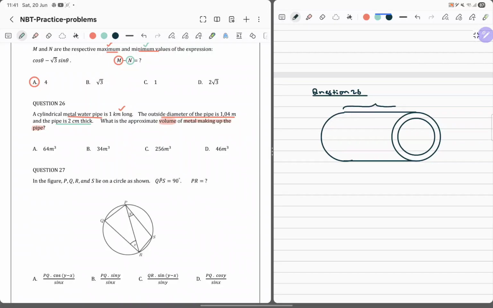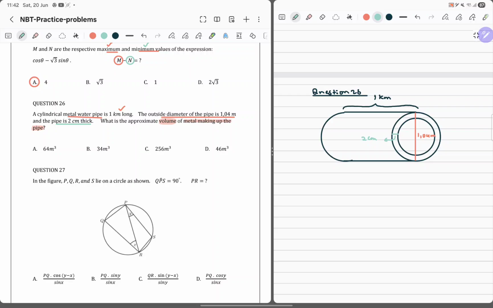So this dimension is 1 kilometer. Now when we talk about the outside diameter, it means from top to bottom, through the contour. This diameter, we are told, is 1,04 meters. Then this dimension here, the thickness, is 2 centimeters thick.